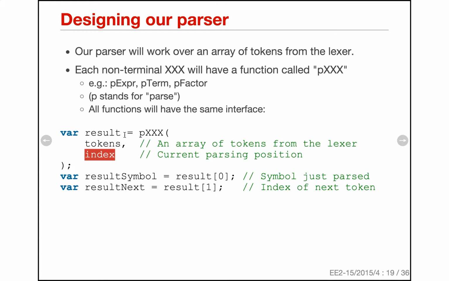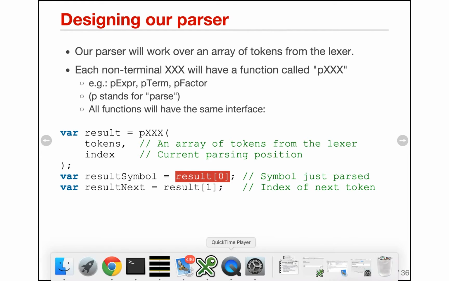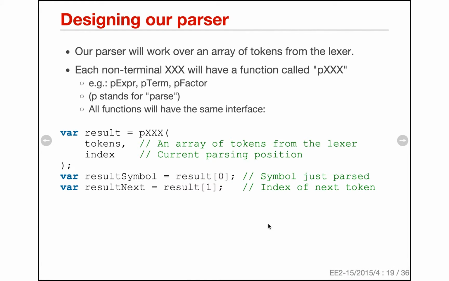What's going to come out of that is a pair, this thing called results, and it's going to consist of the symbol representing the entire parsed thing, and the second thing is going to be the next token that follows this in the stream of tokens. If we don't match anything, we'll just return empty or none or null. We'll just return nothing.